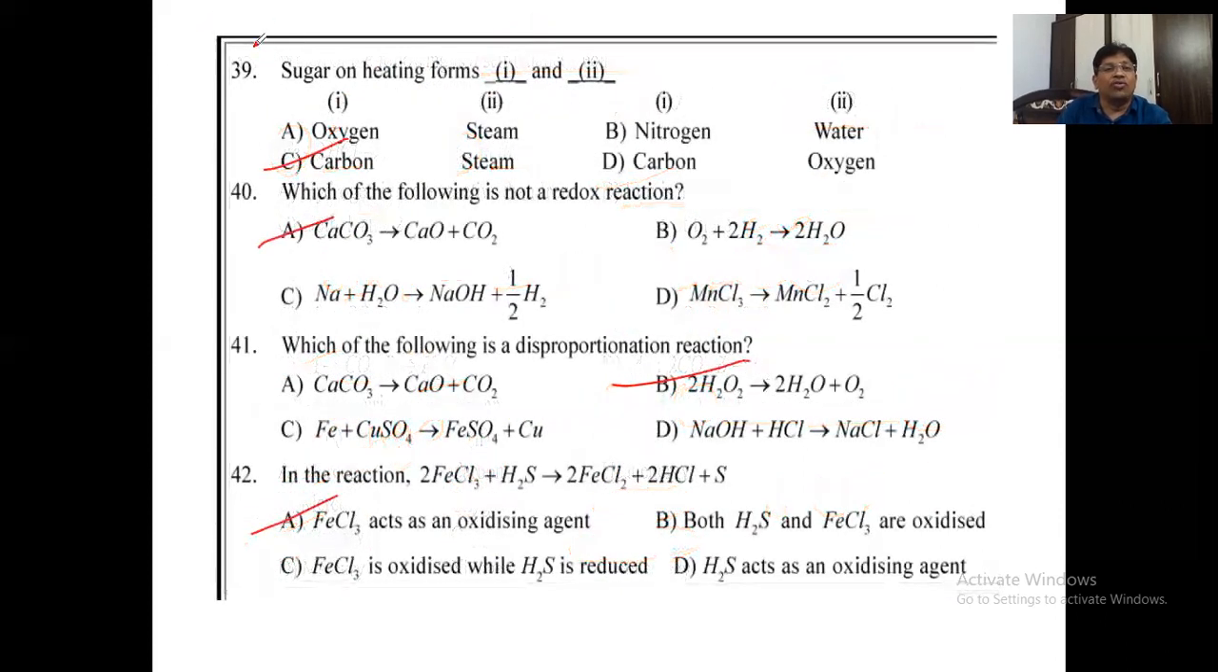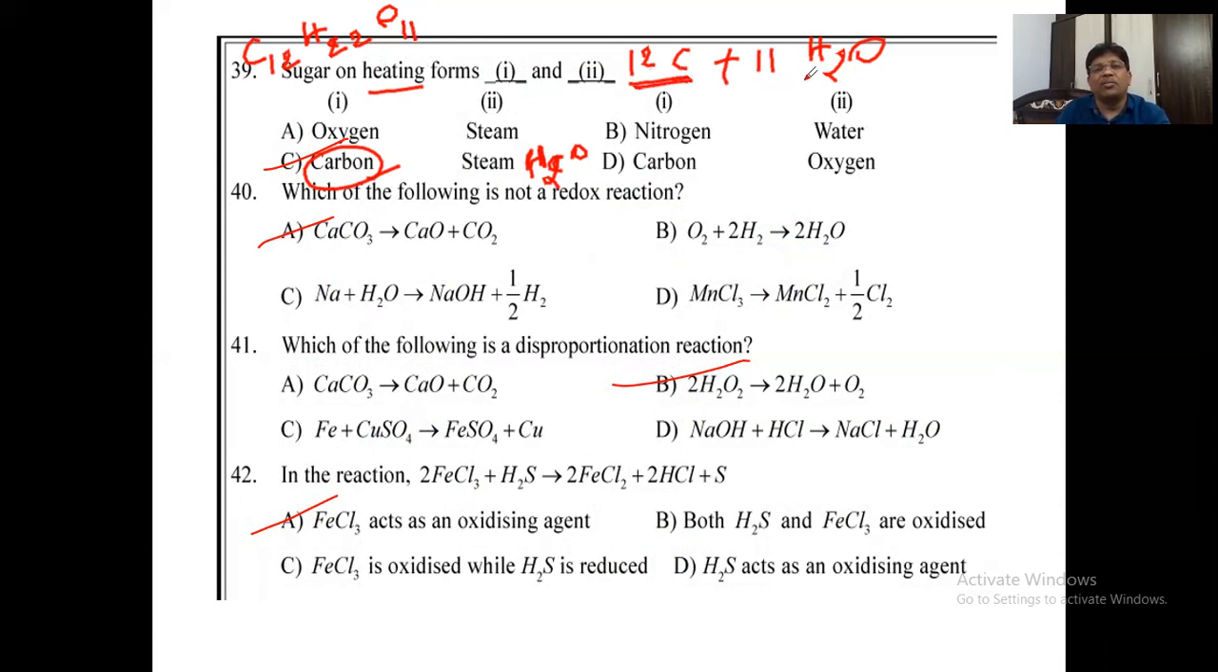Next, the sugar formula is C12H22O11. On heating the sugar strongly, we get carbon and H2O. H2O is in the form of steam here. Why steam? Because the temperature will be high. Above 100 degrees Celsius, water will exist in the form of steam. So here 12 carbon plus 11 H2O. Black colored carbon and 11 moles of H2O we get: 12 moles of carbon and 11 moles of H2O, steam, is formed.